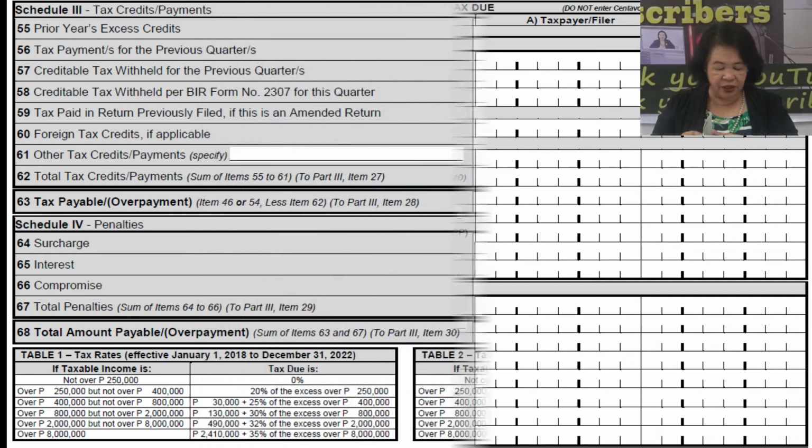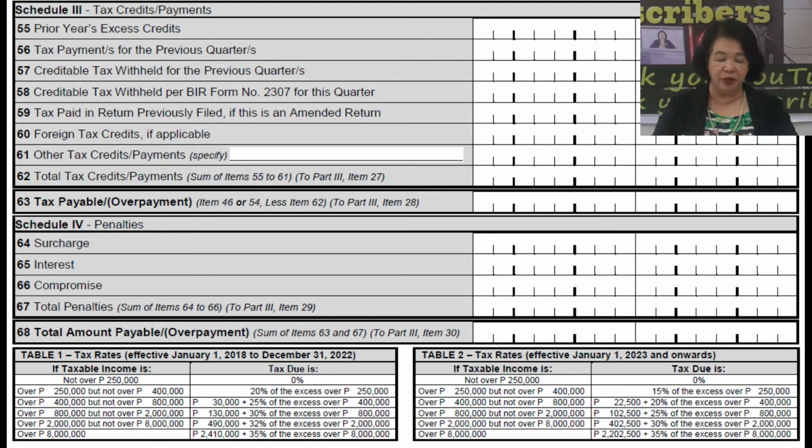And then, Schedule 3, we have the tax credit or payment. Ano yung mga tax credits or payment natin? Ito yung prior year's excess credits. Kung meron tayong unutilized pa na credit na in-apply natin last year, pero hindi pa siya naubos kasi mas malaki yung ating tax withheld kaysa sa tax due. And then, yung line number 56 is the tax payment for the previous quarters. Kasi nag-file ka, halimbawa, ng first at saka second quarter, may payment ka doon.